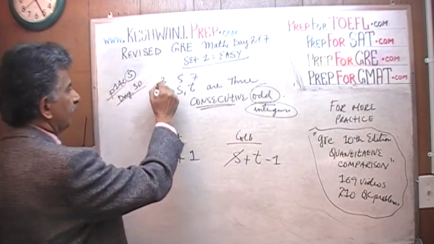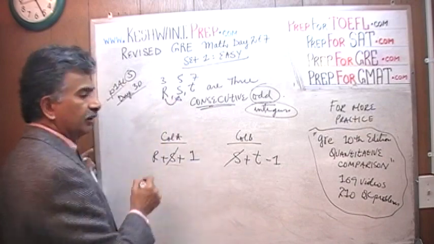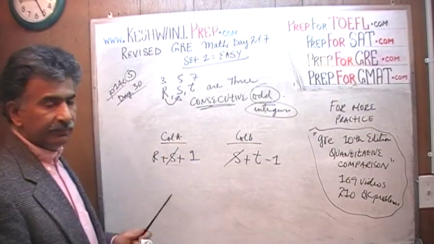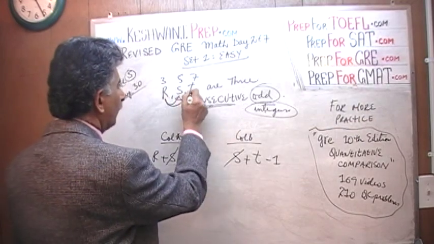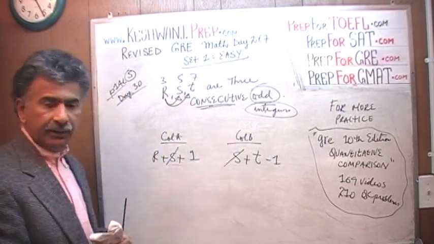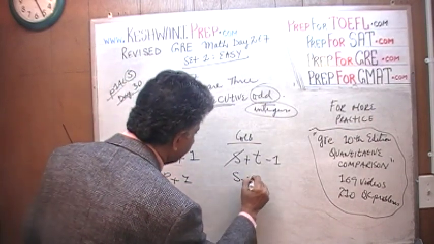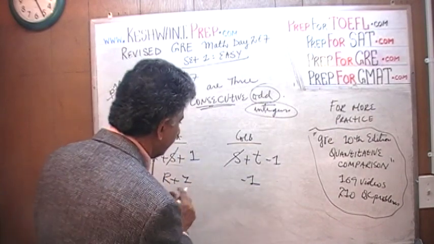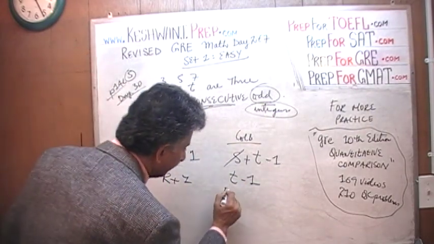Since there are 3 consecutive odd integers, the second number is 2 more than the first number. If this is 3, that's 5. That's 2 more. And the third number is 4 more than the first number. 3 versus 7. You see that? So here we have R plus 1 and an S, and T minus 1. But T is simply 4 more than R.